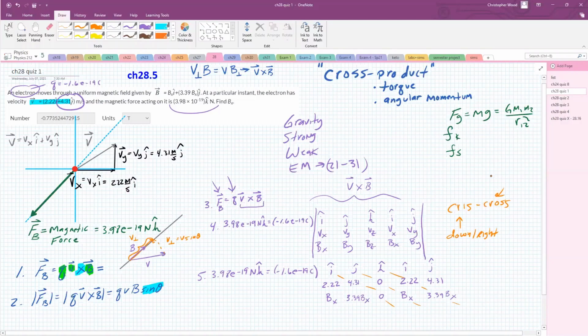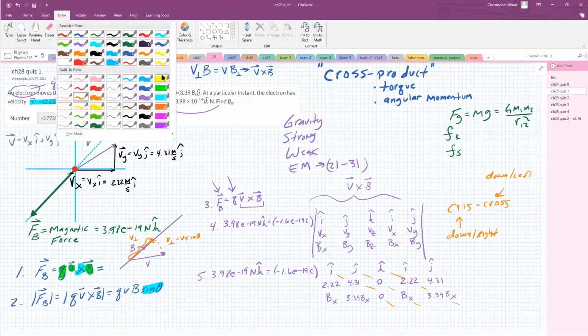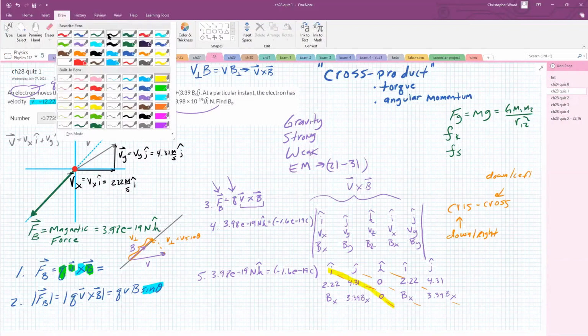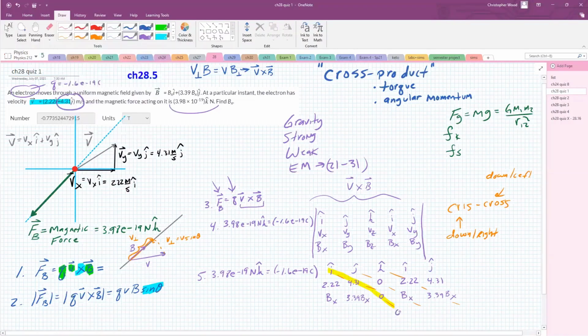Cross means down to the left. Okay, so question, when I'm executing this matrix, what is i hat times 4.31 times 0? That equals 0, so that just goes away. That equals 0, low-hanging fruit.